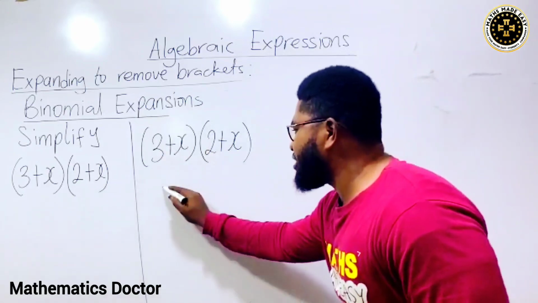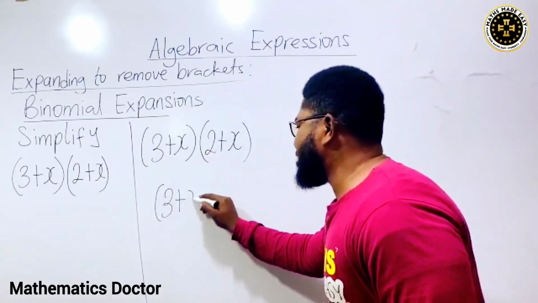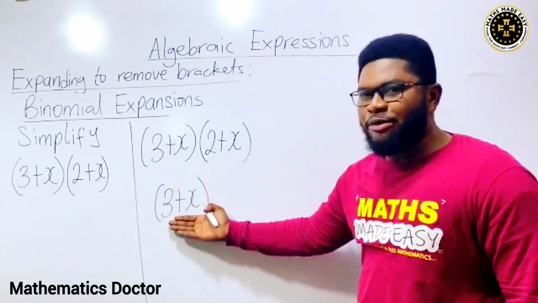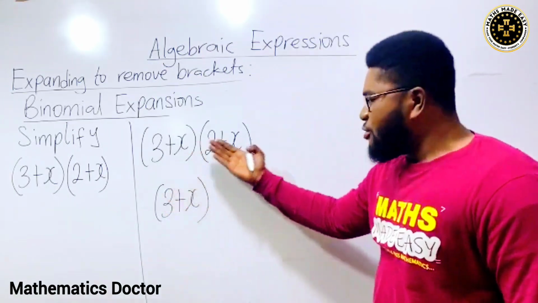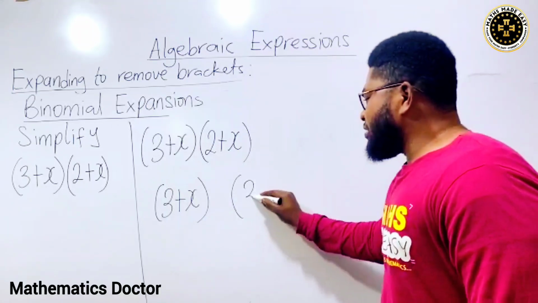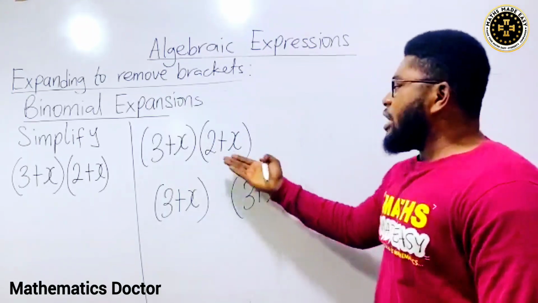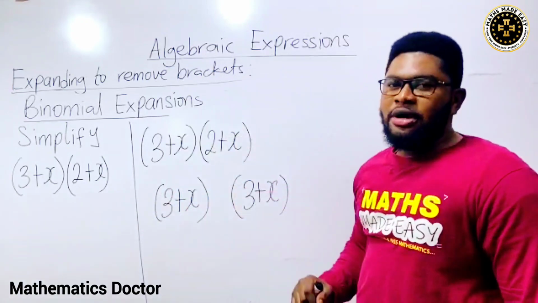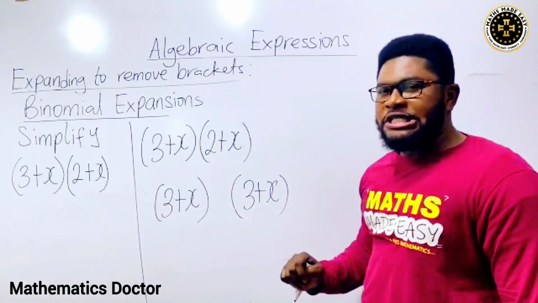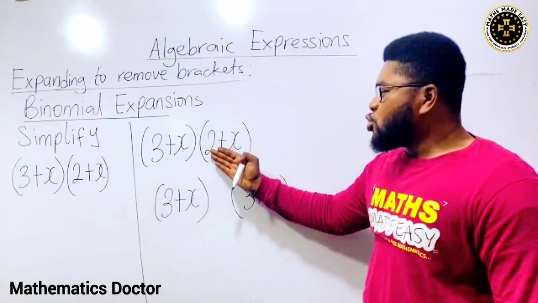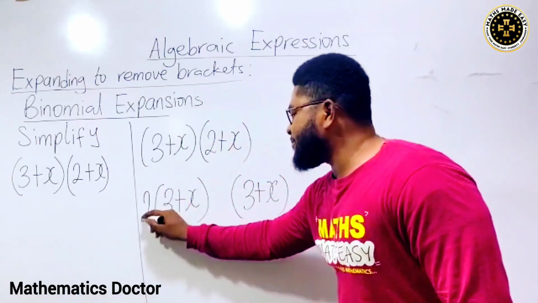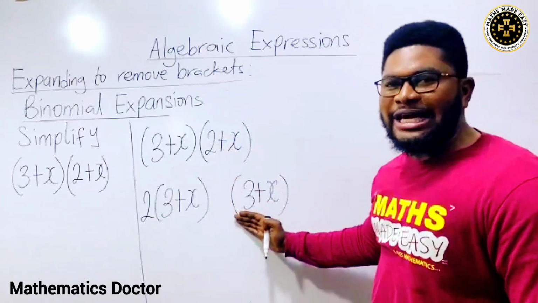So, from the first bracket, I have 3 plus x. Repeat the bracket you choose. So, the terms in the bracket, I repeat the same bracket, 3 plus x. Now the one you didn't choose, you rather split the terms and distribute them to the two seeded brackets. So 2 and plus x will be distributed: 2 to the first bracket and plus x to the second bracket.